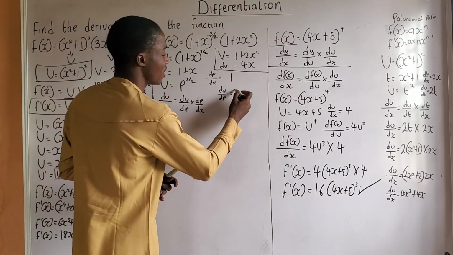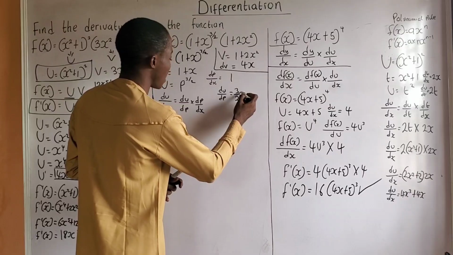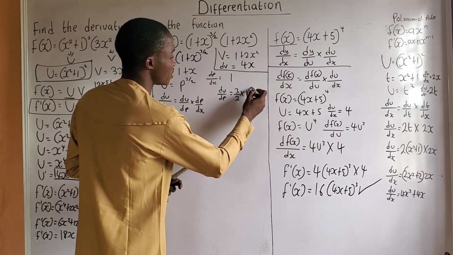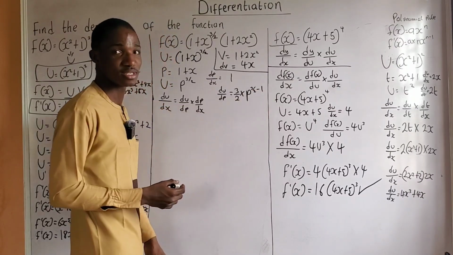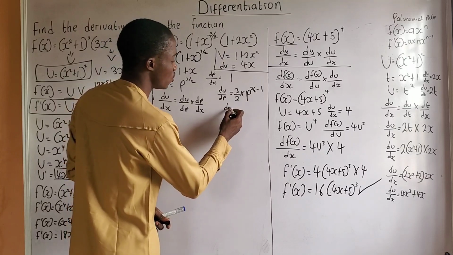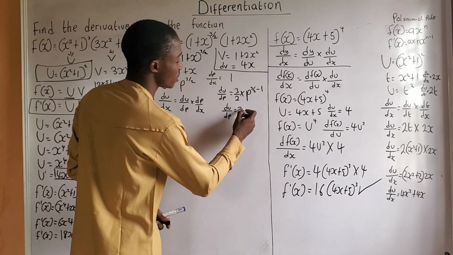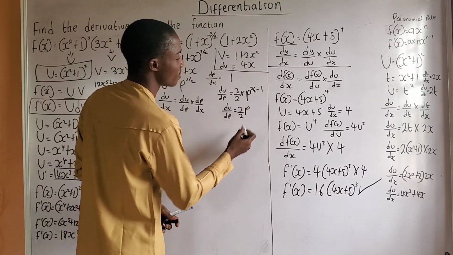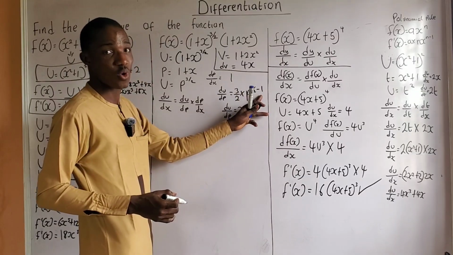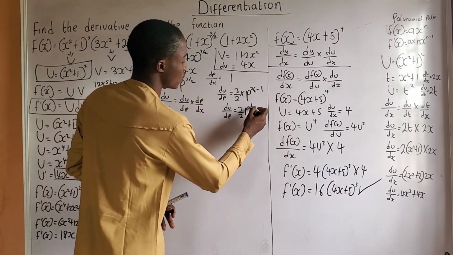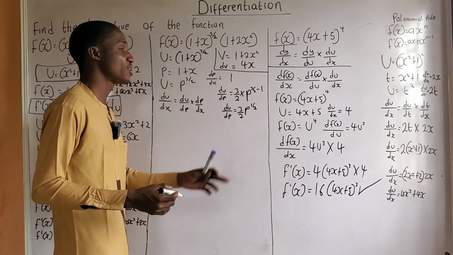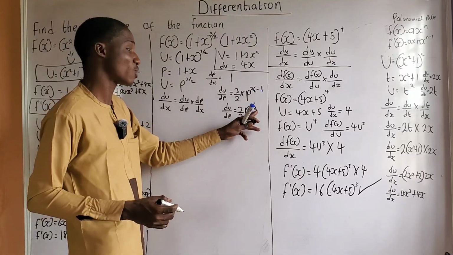I'm going to have 3 over 2 multiplied by p raised to the power of 3 over 2 minus 1. Is that not it? Yes. So I'm going to have du over dp equals 3 over 2 p raised to the power of 3 over 2 minus 1. That is what? 1 over 2. Yes, you can do it. 3 over 2 minus 1, you're going to have 1 over 2.